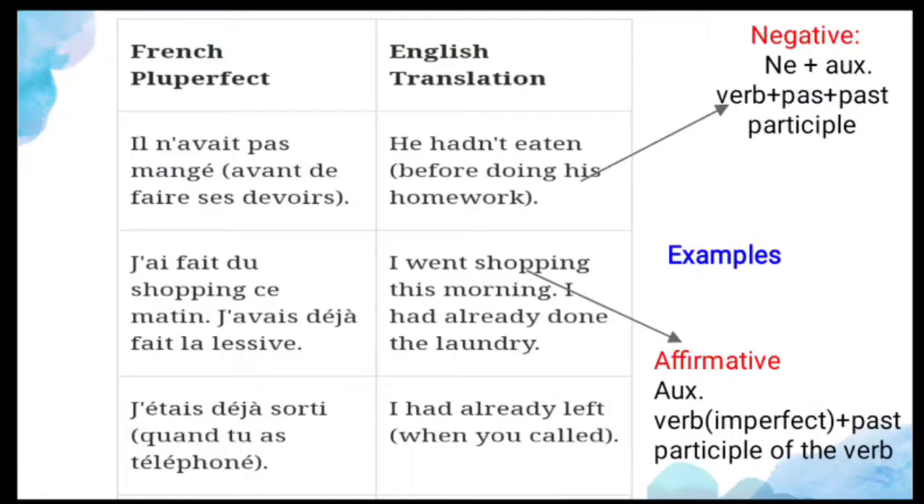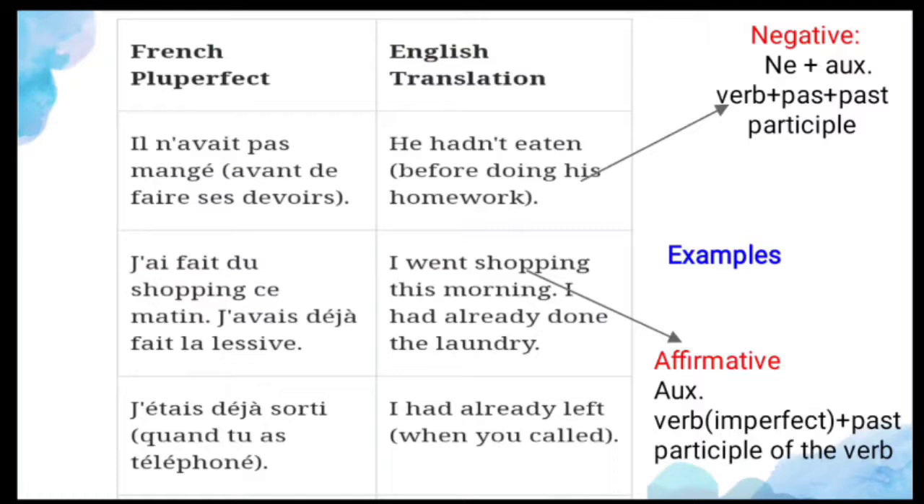And second, j'ai fait du shopping ce matin and j'avais déjà fait la lessive. So here the verb faire is also not in the 16 verbs, so you can use the avoir verb only. That is a passé composé. So I went shopping this morning. So the action is completed. And j'avais déjà fait la lessive. So I had already done the laundry and all.